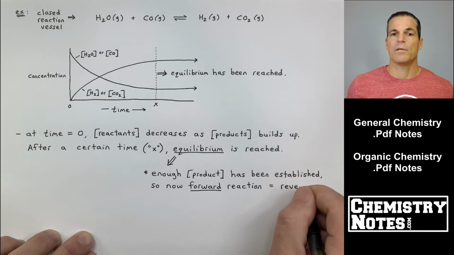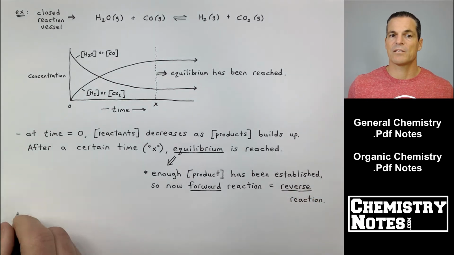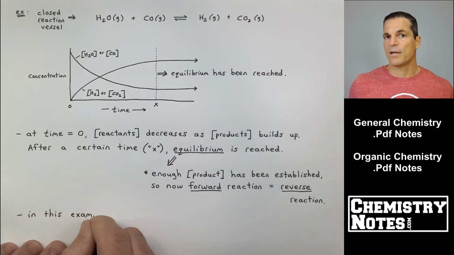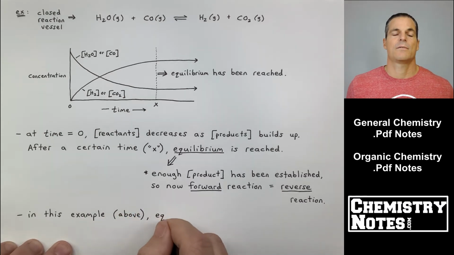Now, it says equilibrium is reached. Enough product concentration has been established, so now the forward reaction, reactants to products, equals my reverse reaction, which is products going to reactants. All right?